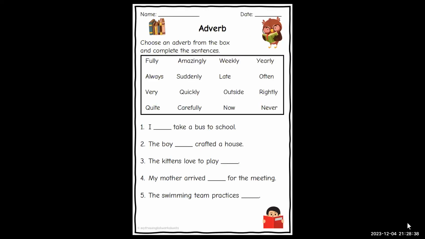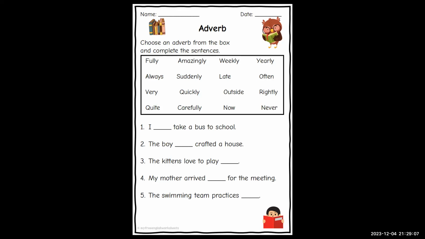Okay, choose an adverb from the box and complete the sentences. It's already a mix of all the adverbs, but we did not finish. I haven't checked this test, but maybe you can just answer. Try. I always take a bus to school. Okay, always. That's correct.